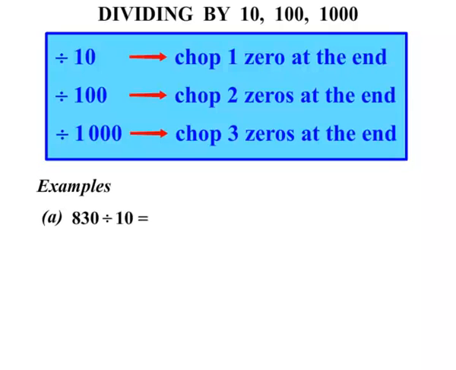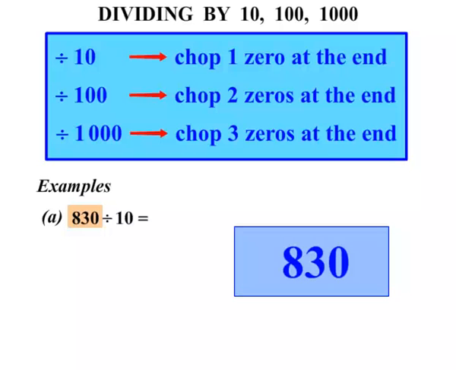In part A, 830 divided by 10. Well, let's bring in some working space. 830, let's write the number down, and we're dividing by 10. So looking up there, the rule would be to divide by 10, simply chop 1 zero off at the end there. So that's 0 at the end, one of them. Let's just cross it out. So we're left with 83.